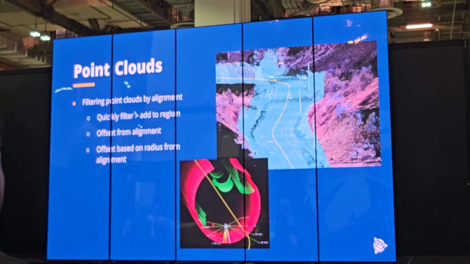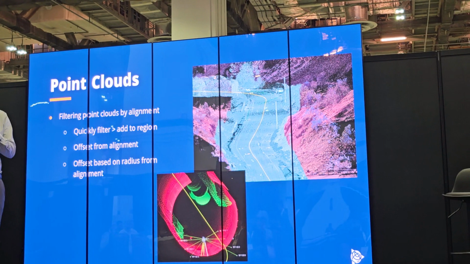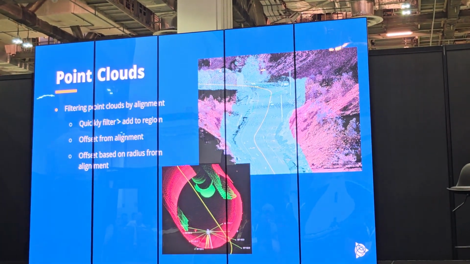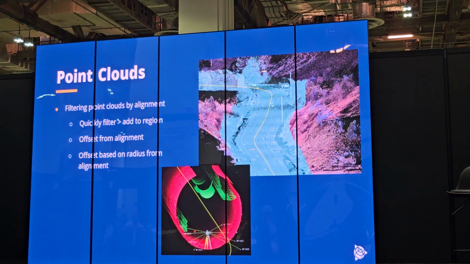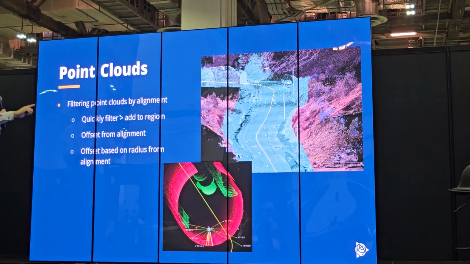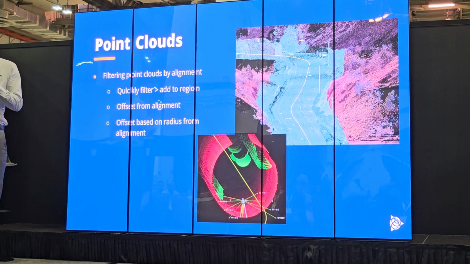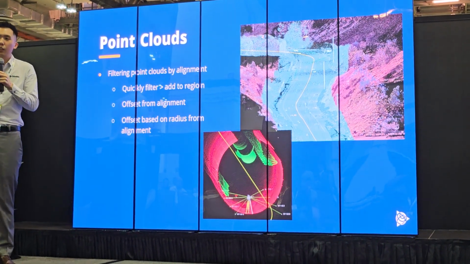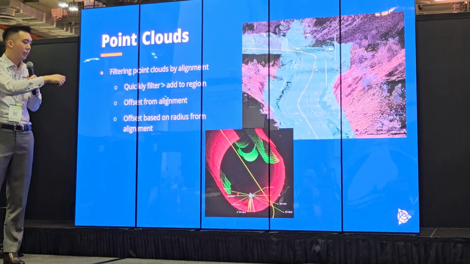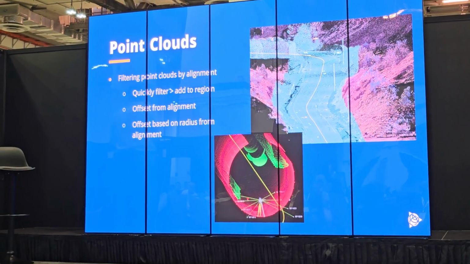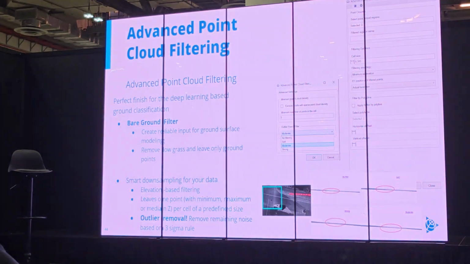Another thing we can do is, for example, like a tunnel data set. If you have the design alignment, you can run the filtering based on the radius around the design alignment. So that way, you can immediately clean up the data around so that you don't have any extra data that you do not want. Okay, so that's one of the ways of filtering that we have.